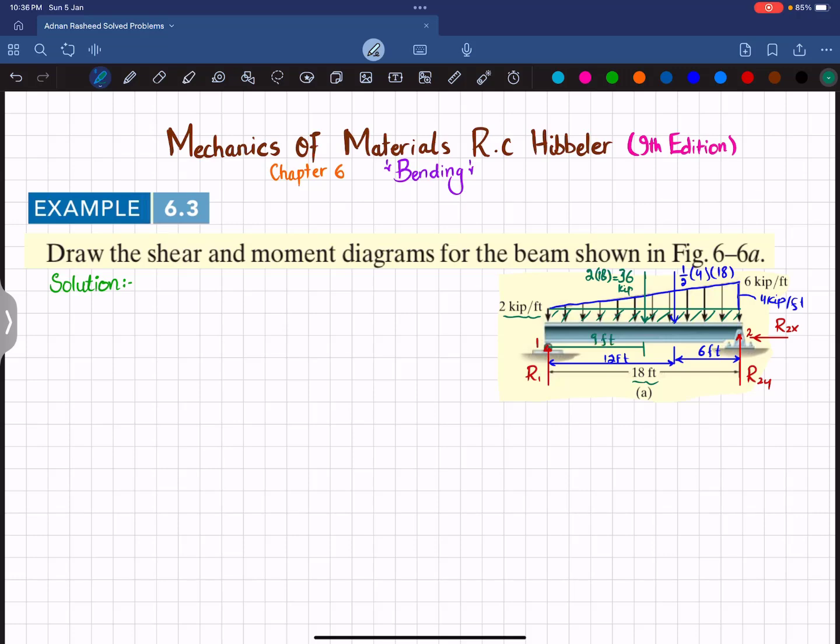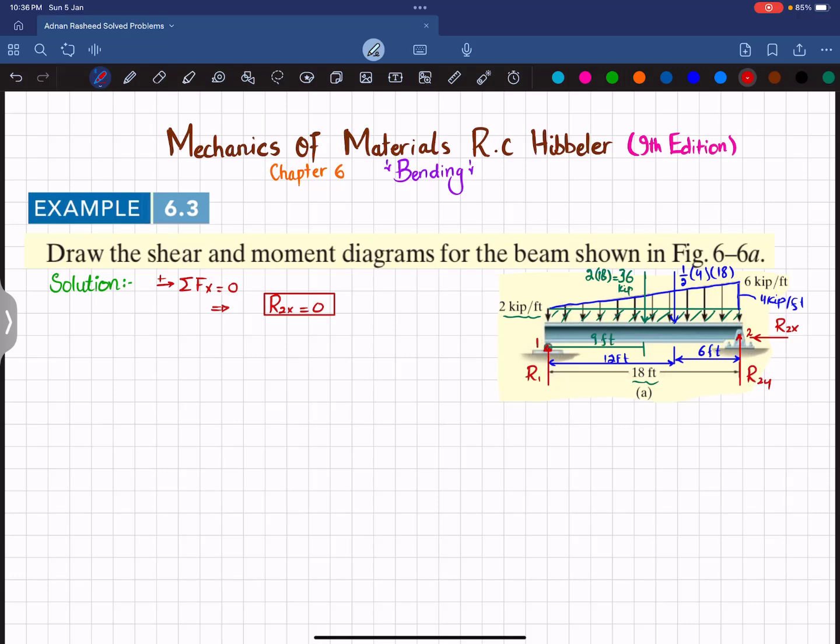Now we can apply the equations of equilibrium. The first equation is that the sum of all forces along the x direction must be equal to 0, and force toward the right is taken as positive. From this you can see only the horizontal force, which is R2x, is acting. There is no other force, so it means that R2x is equal to 0.